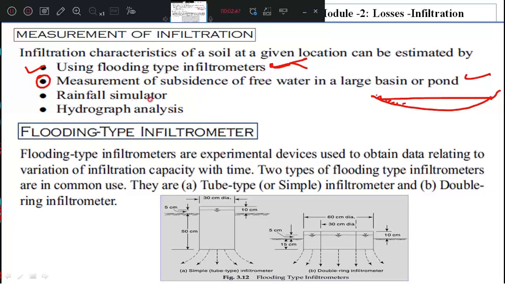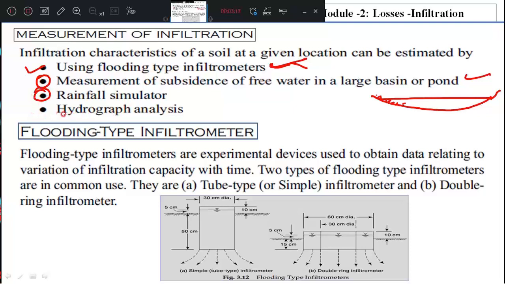Then there is the rainfall simulator. Rainfall simulator means, like in Film City, if any shooting is taking place in the rain, they don't wait for God, they will not write a letter to God and demand rain, they will create their own rain in their shooting area. Like that, scientists also, if they want to study infiltration, will make a rainfall simulator. They take a soil, make all the arrangements, and study it. That is called a rainfall simulator.